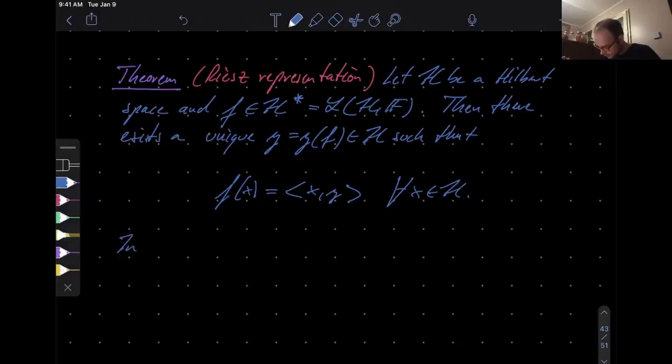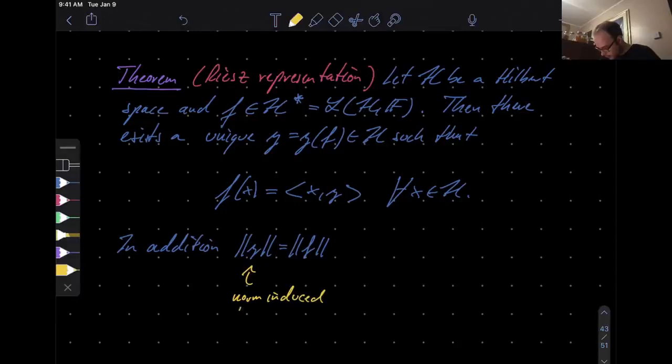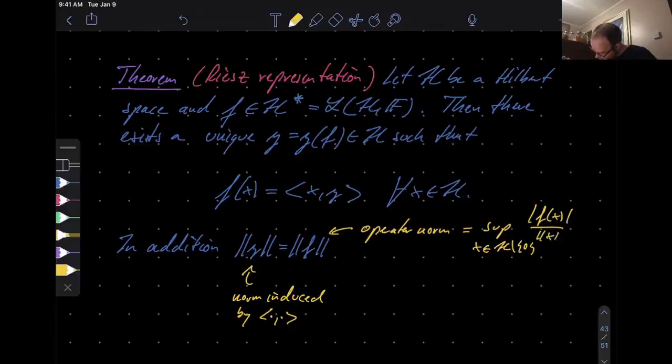Okay, the second part is, in addition, you have an equality of norms. Okay, but now careful. The norm here on the left is the usual norm induced by the inner product. The norm here on the right, because f is a functional, is the operator norm, or functional norm. This is the supremum over non-zero x in H of |f(x)| over the norm of x. Nevertheless, the theorem says that these two norms are the same.